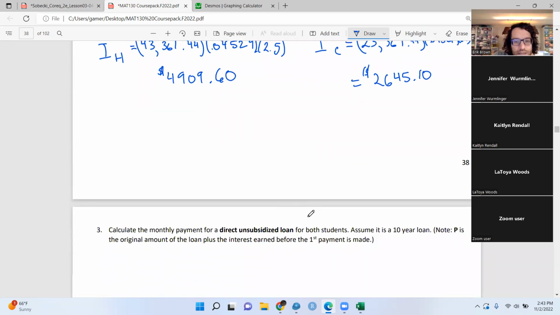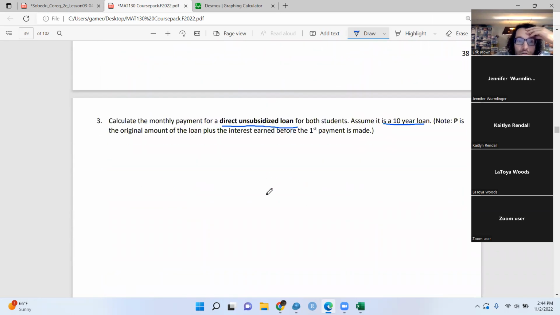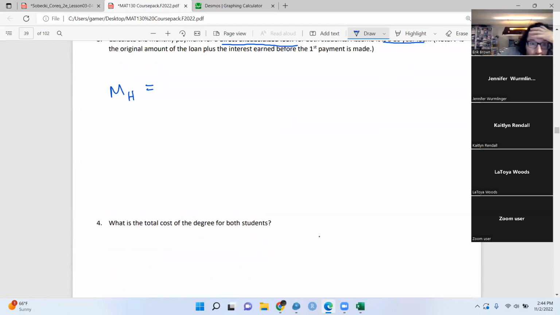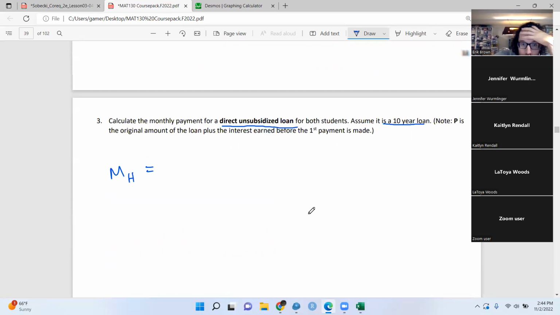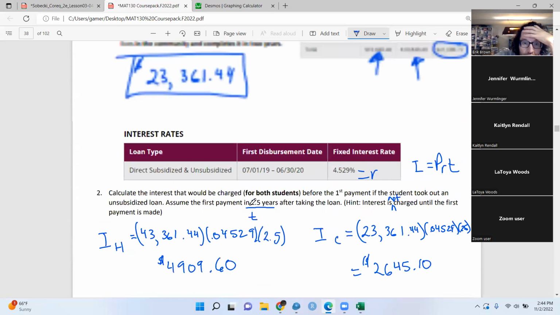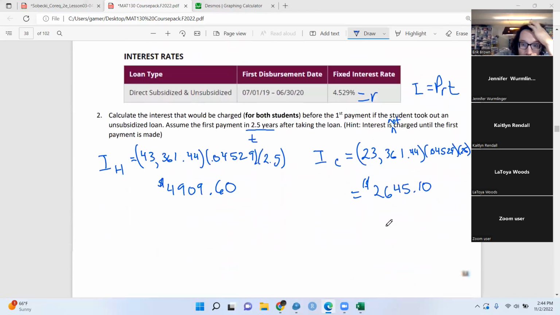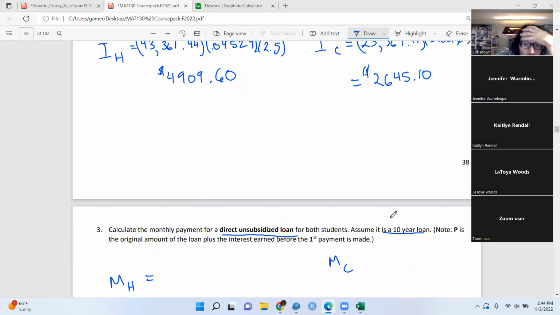Okay. So that's the stuff. Now notice we're going to calculate the monthly payment for a direct unsubsidized loan. We're going to assume it's a 10-year loan. And note this P is the original amount of the loan plus this interest we just calculated. So we have two monthly payments to calculate, the housing monthly payment and the community monthly payment. We'll do that over here. And we're going to use this 4,909 added to the 43,361.44 and this 26.45 added to the 23 thing. And that's going to be the deal.